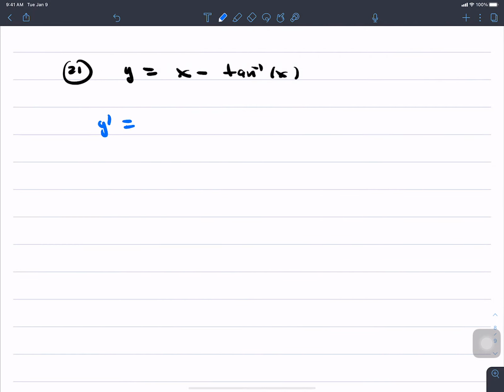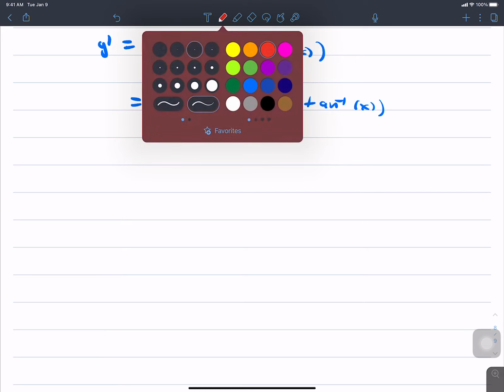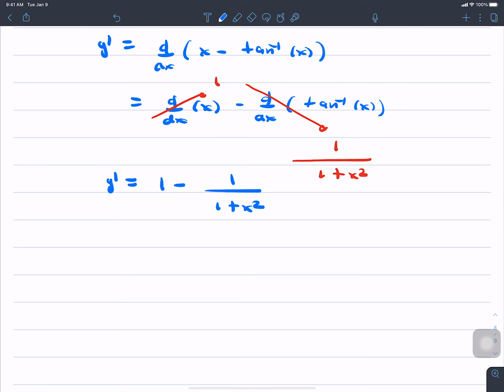So that the derivative now will be x minus inverse tangent of x, the derivative of the quotient. One over 1 plus x squared. So y prime is 1 minus 1 over 1 plus x squared.